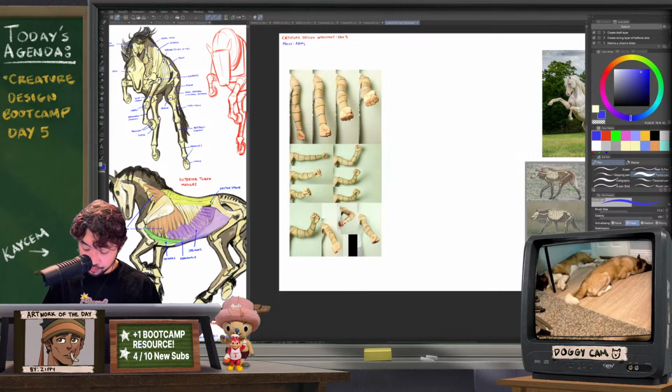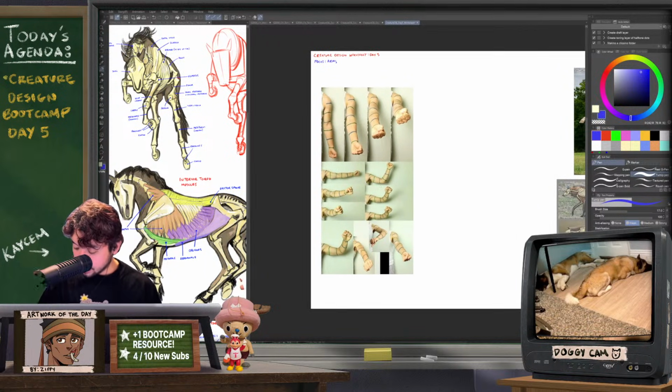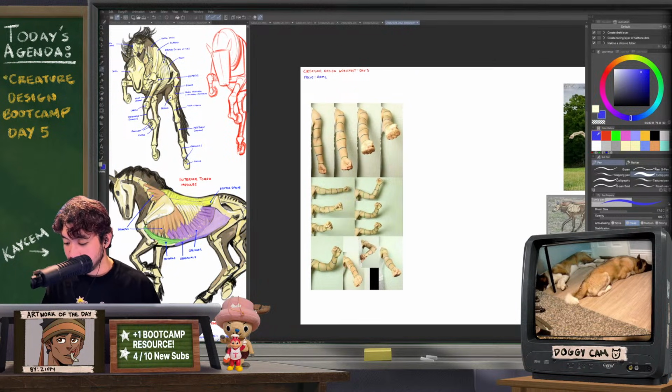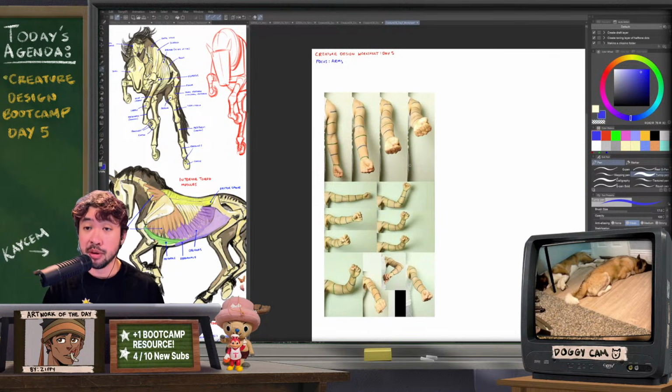All right. So what do we got here? Let's move some stuff. We're going to talk first and foremost about the good old animal, not animal, the biggest animal, the toughest animal, humans. All right. We're going to jump into some good old human arms.